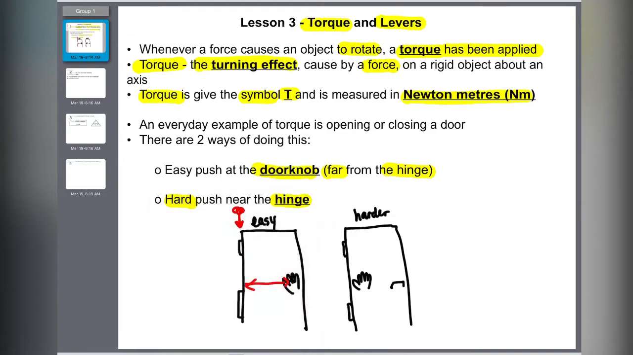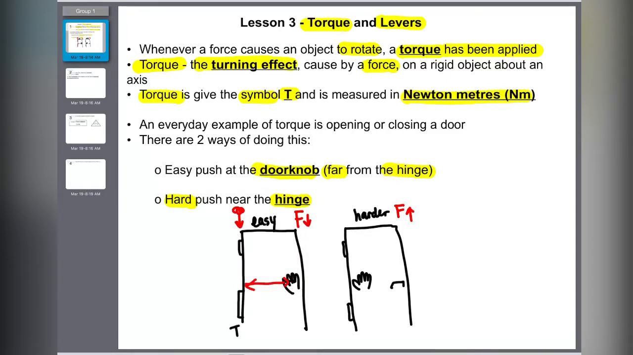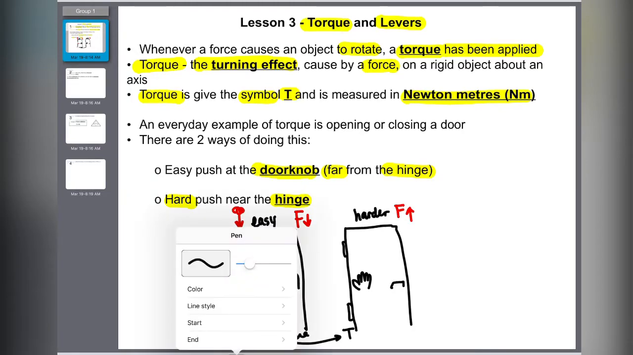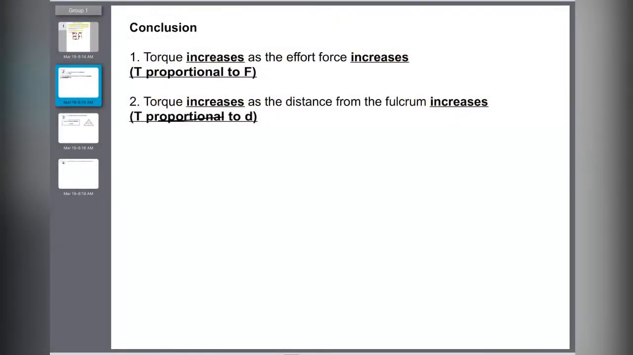Easier means that you apply a smaller force, versus harder is when you need to apply a bigger force to turn. The torque is the same for the two doors, because I'm spinning it, so the torque in this case and the torque in this case, capital T, are the same. What has changed is the distance between the fulcrum and the hand. So if the distance increases, the force required will be less, and the opposite.